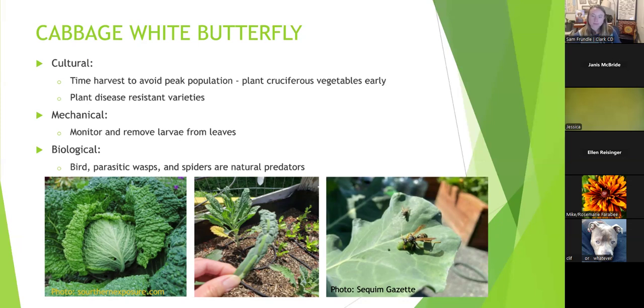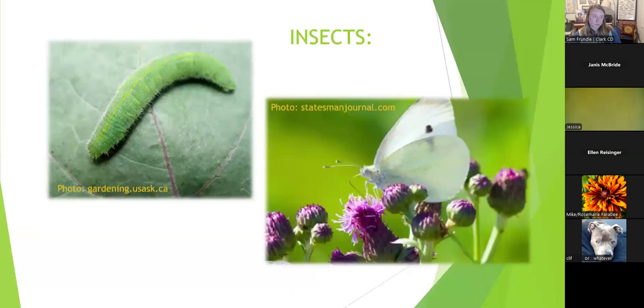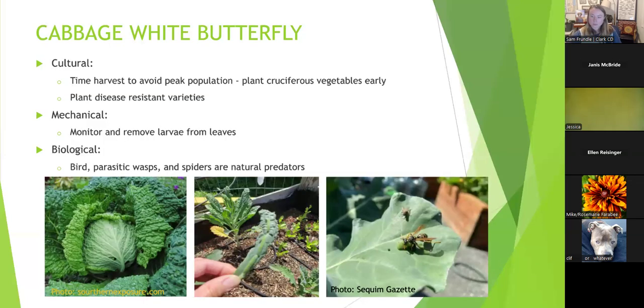Time our harvest to avoid the peak population. They love the cruciferous vegetables. That's going to be your cabbages, right? Your kale, that kind of thing. We want to plant those very early, when the moth has not yet emerged and is laying the eggs, depositing eggs and cute caterpillars all over your vegetables.